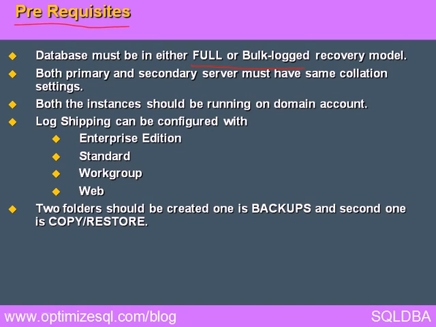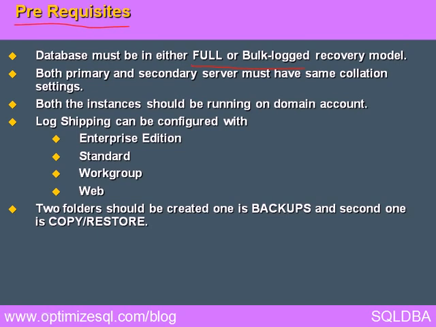Next, two folders should be created. We have already seen one is for backups, one is for copy. The backup folder should be created in which server? The primary server or the secondary server. On that folder, remember, we have to grant read-write permissions to which account? Primary or secondary server account? Read-write permissions to primary. Why? Because the backup job is running on the primary server, it will go to that folder and write the backup.